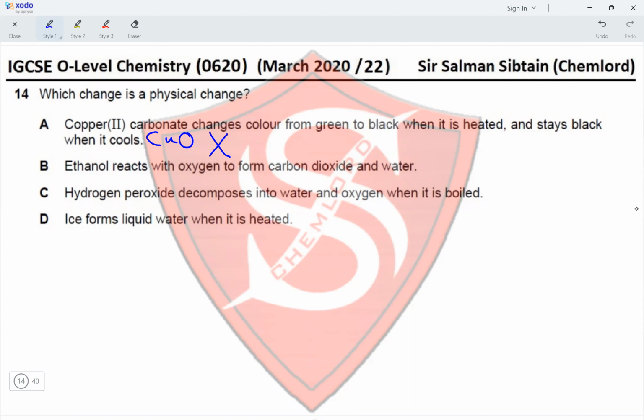Next, ethanol reacts with oxygen to form carbon dioxide and water. This is called combustion, and combustion is a chemical change. Next, we have hydrogen peroxide decomposes into water and oxygen when it is boiled. This is also a chemical change.